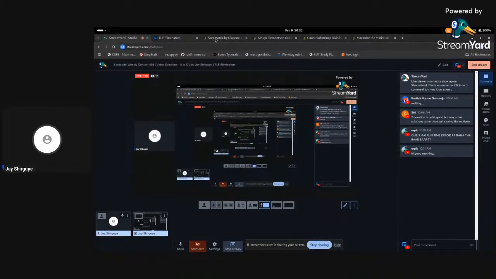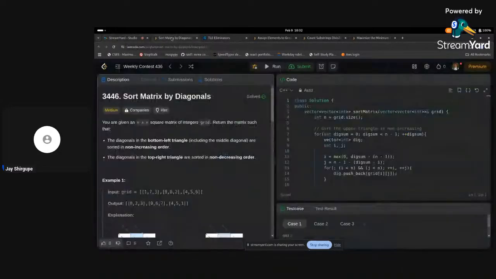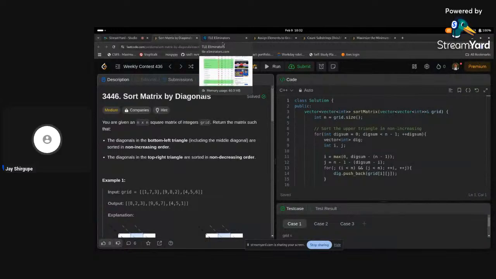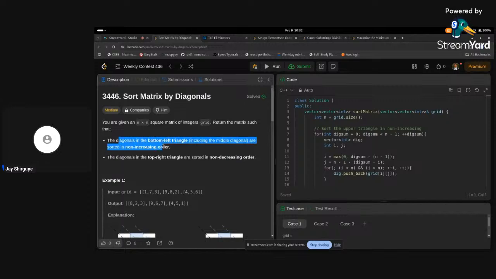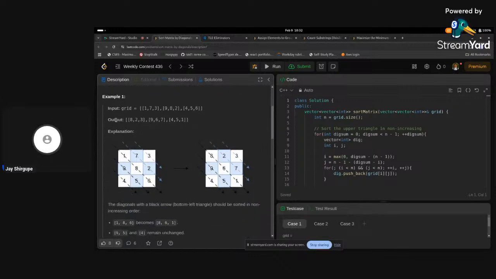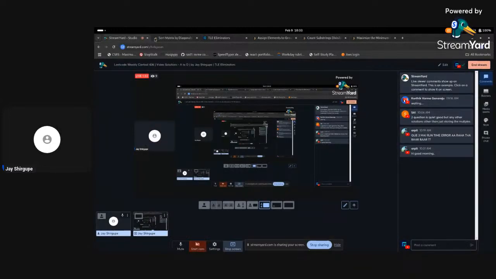Let's move on to the first question then. The first question was, you are given an n cross n square matrix of integers grid, and we have to return a matrix such that diagonals in the bottom left triangle, including the middle diagonal, were sorted in non-increasing order. That is basically your descending order, and diagonals in the top right corner were sorted in non-decreasing order. So the bottom left was non-increasing, the top right was non-decreasing, and we had this sample test case. Let's go over it.